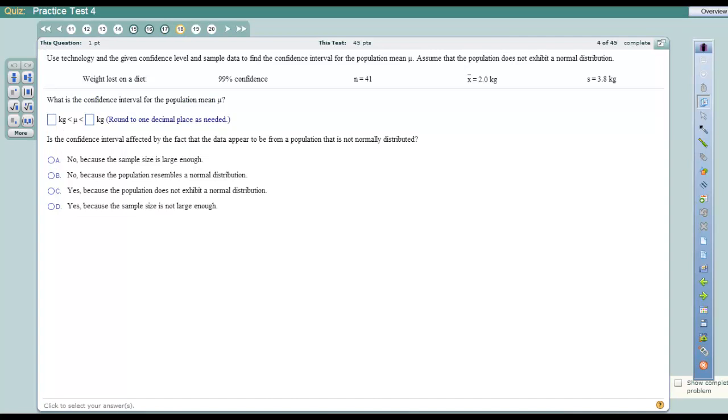Alrighty, use technology and the given confidence level and sample data to find the confidence interval for the population mean. Assume that the population does not exhibit a normal distribution. So, are we going to do a t interval or a z interval for the mean? T. Why are we doing a T interval? We don't know sigma, but they told us the distribution was not normal, so what else do we have to have? Sample size has to be greater than 30. So we're going to do a T interval.